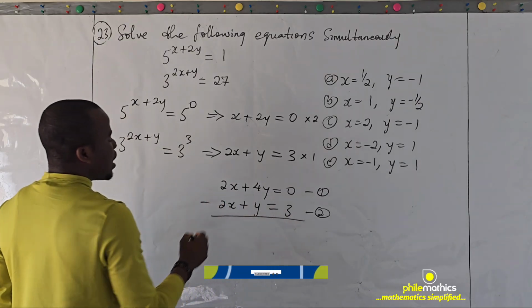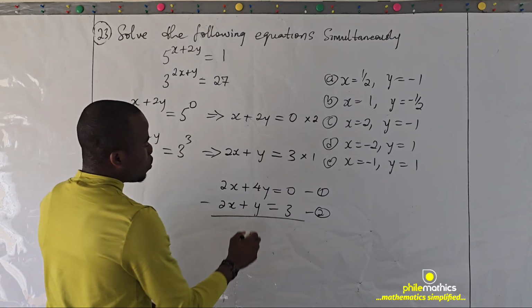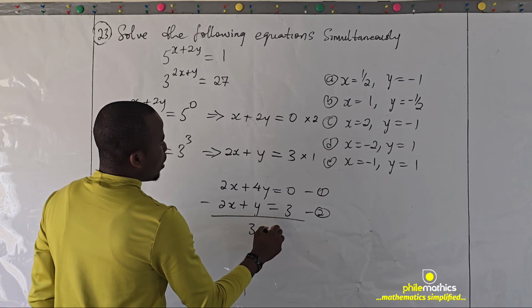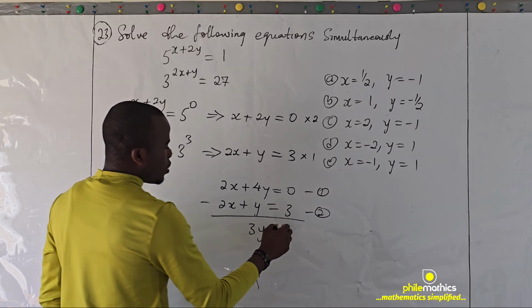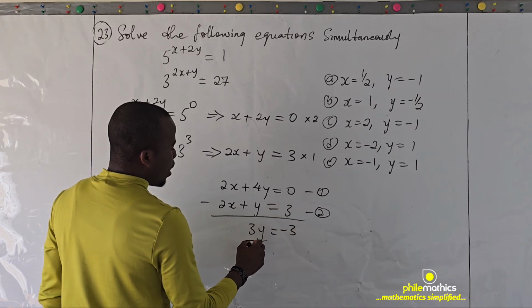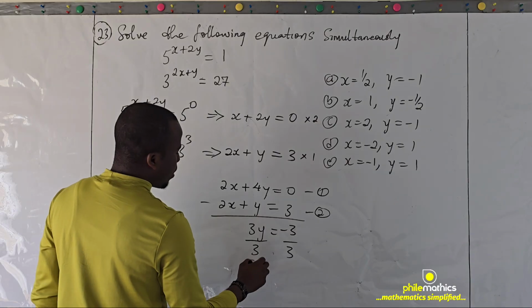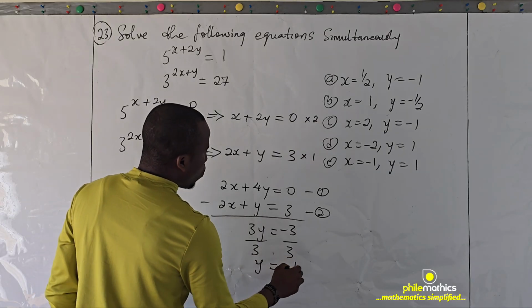So if I subtract, this is 0, 4y minus y is 3y, and 0 minus 3 is minus 3. To find y, I divide both sides by 3. I'll get my y to be minus 1.